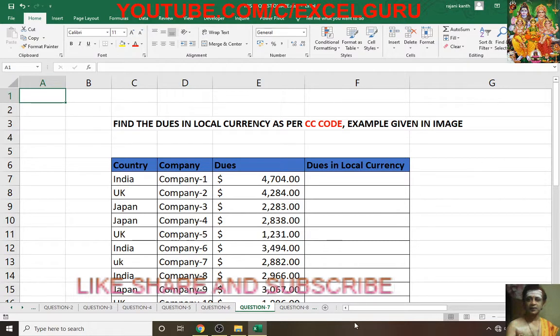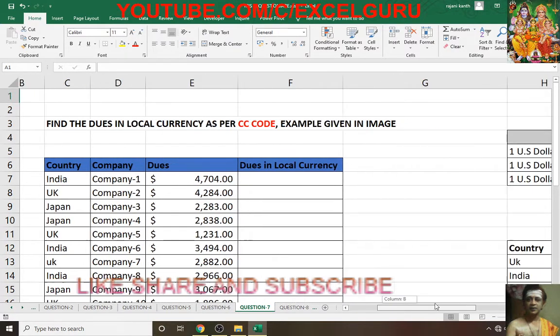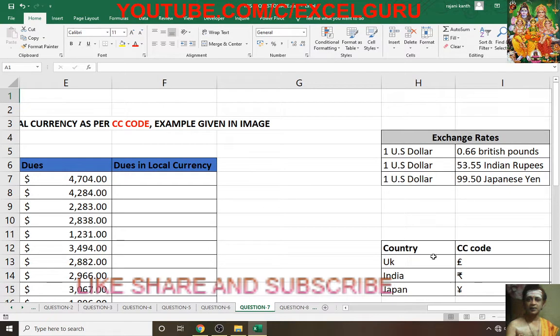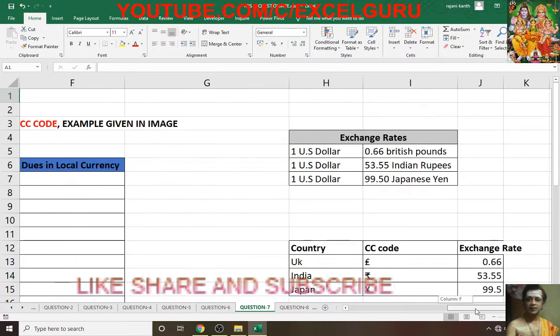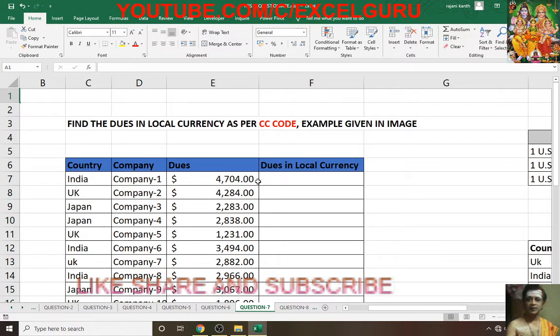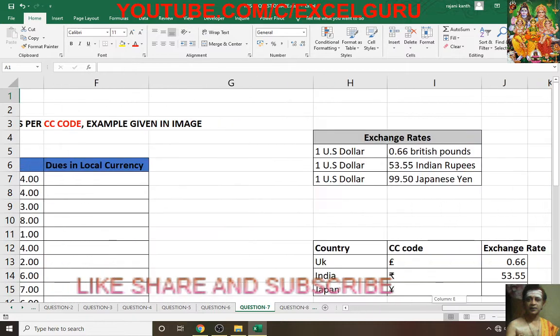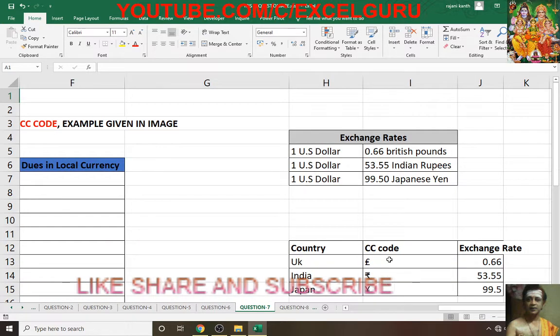Here, first of all, you have to check it in local currency, as per the country. Here is another table. For UK, pound. India, rupees. Japan, yen. These are the exchange rates. You have to find out how much it will be. It's in dollars, so you have to convert as per these codes. If it is pound, how much? If it is rupee, how much? If it is yen, how much? This is the exchange rate.